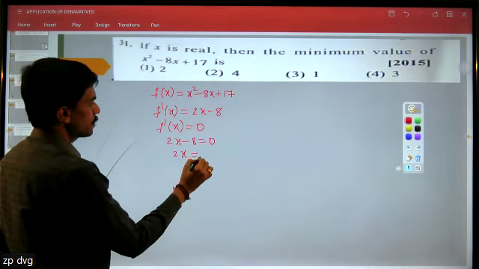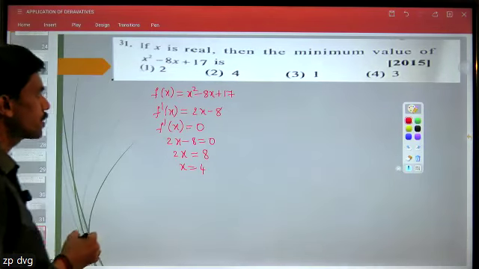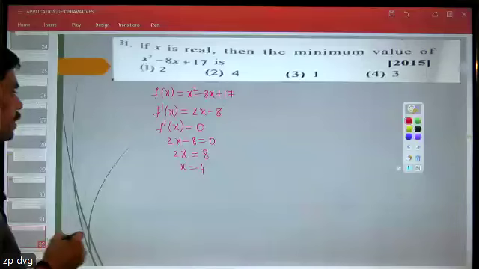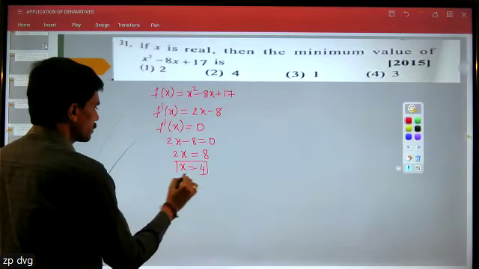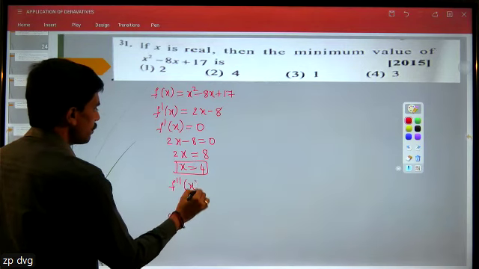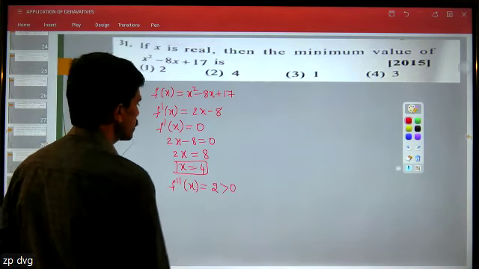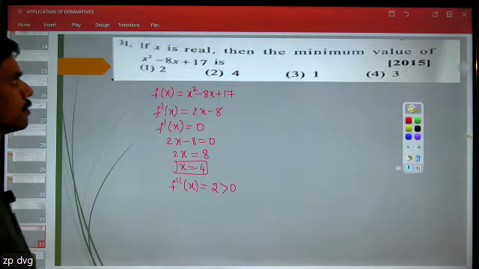2x equal to 8 we get, so x equal to 4. So x equal to 4 is the given critical point. Okay, so next we have to find f double dash of x. So f double dash of x is equal to 2. So the second derivative is greater than 0, then it is a minimum.